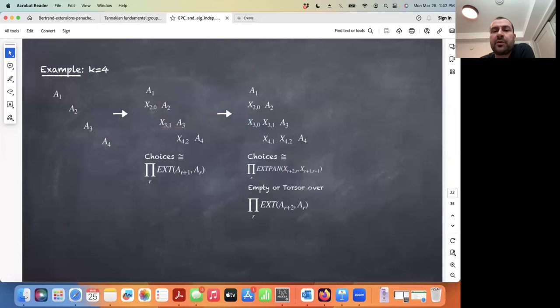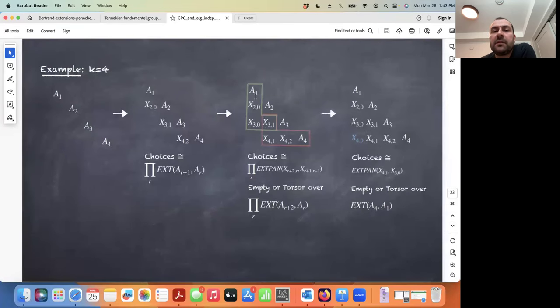Well, now you have the product of the two X's, and then either it's empty or it'll be a torsor over the product of the two X's. And then what about the next entry? Well, similar game. Now this is going to be the top row extension. This is going to be the rightmost extension. And to complete the diagram, you have to choose a blended extension of this extension by this extension. And it's either empty or a torsor over now X A4, A1. So that's how we're completing these diagrams.